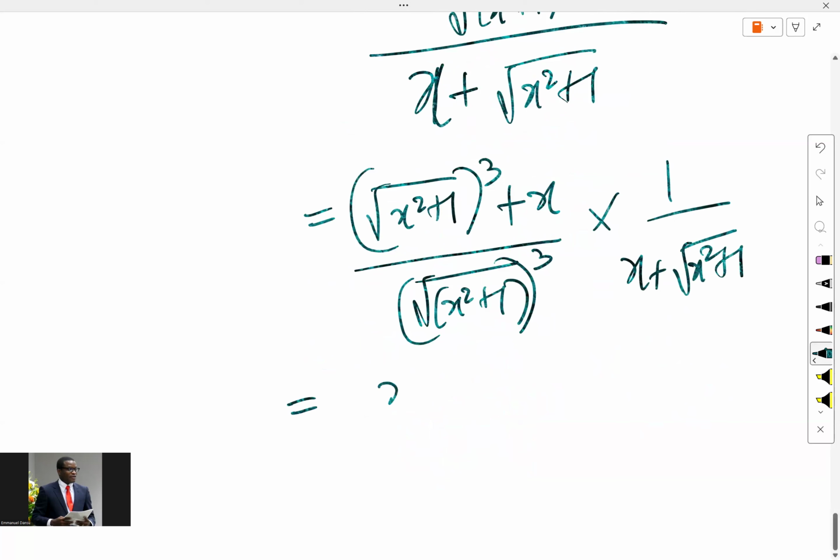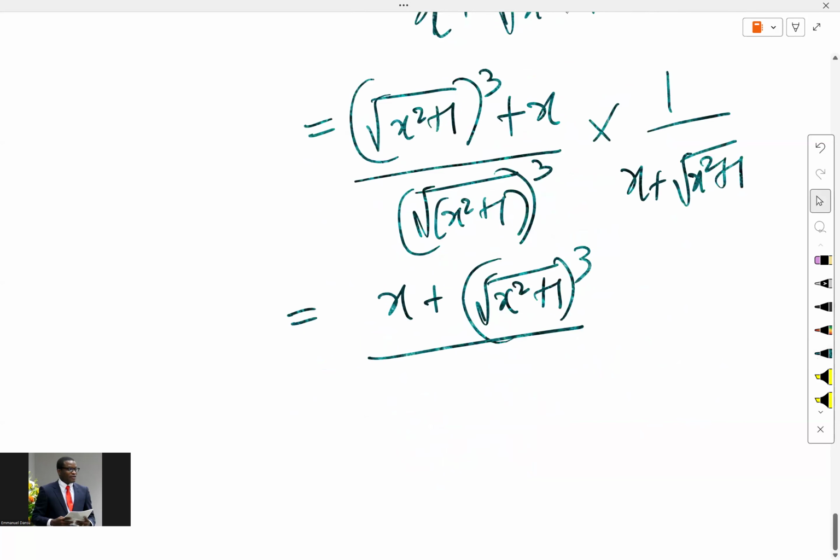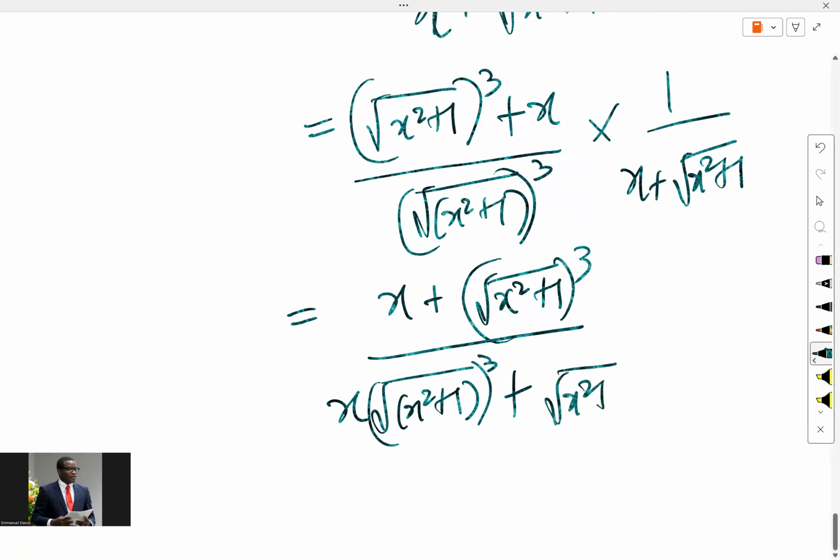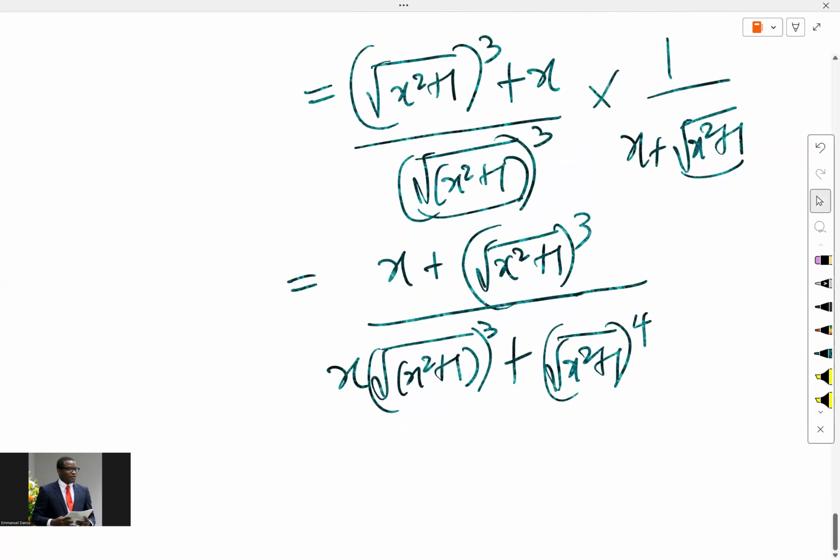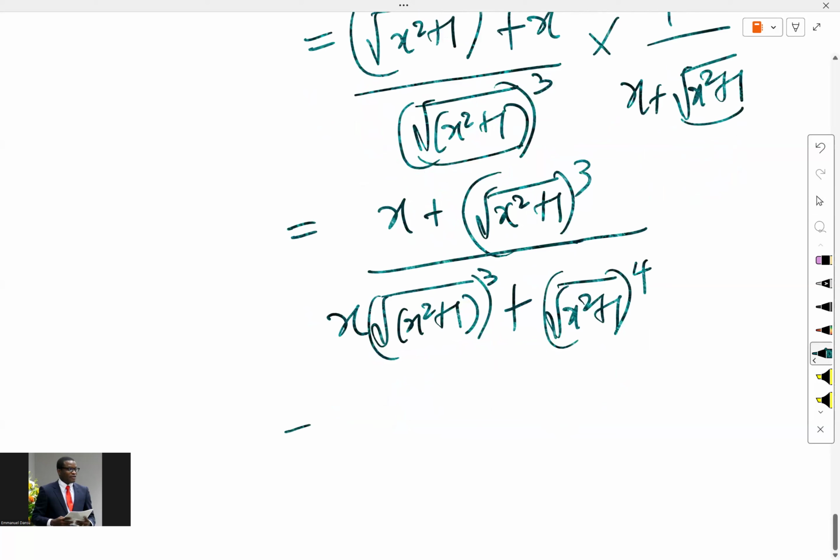So that means we have x plus root x squared plus 1 raised to power 3 divided by, so x multiplied by this, so that's x square root of x squared plus 1 all cube, plus, okay, this is power 3, then you have an additional one now, so that will be square root of x squared plus 1 all raised to power 4. That is this multiplied by this now. So now let's see what happens.